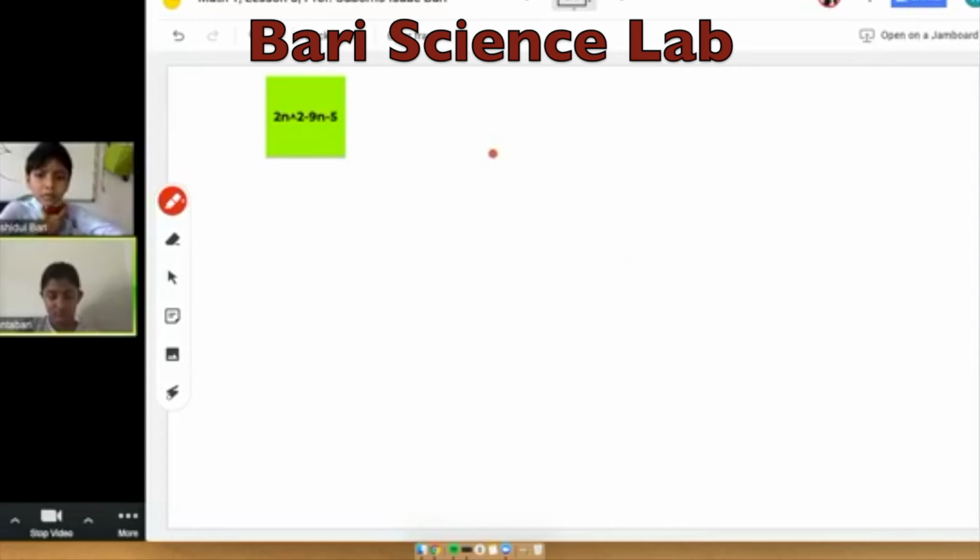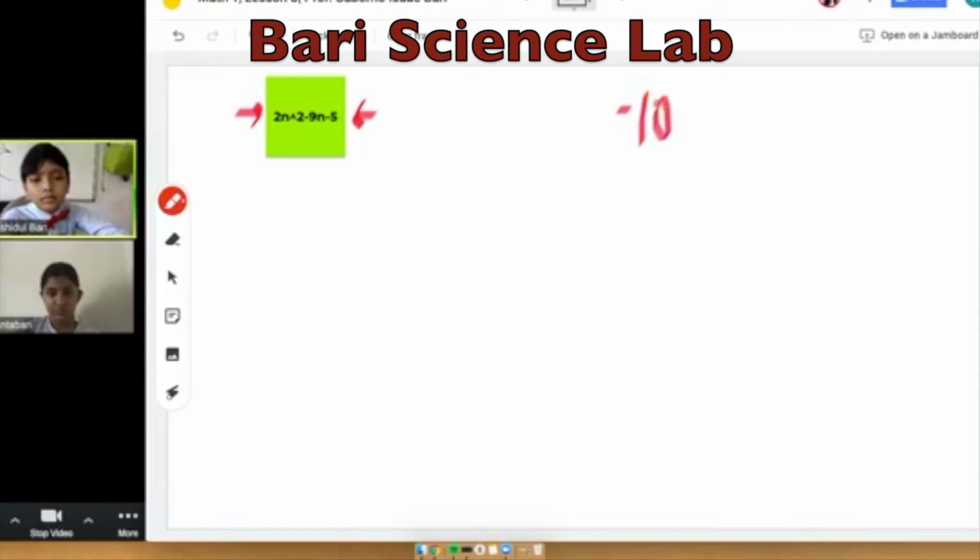So, how would you solve this problem? First of all, you multiply A by C. A in this case is 2. C in this case is negative 5. So we can multiply them to get negative 10. Now there are some factor pairs of negative 10. We have to find what factor pairs add up to negative 9. So it could be negative 10 plus 1, because that adds up to negative 9. I'm pretty sure that's the pair we need.